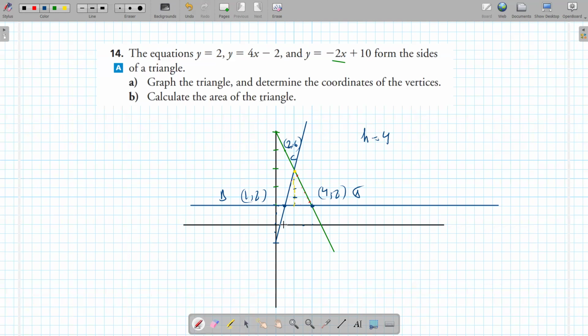3 is right. 1, 2, 3. So height is 3. Base is 3. Divide that by 2. The answer is 6 units squared. And you're done. Let me show you a dumb way of solving this.